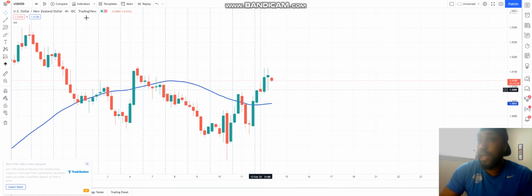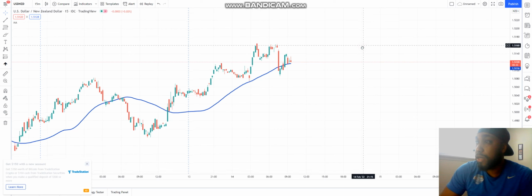USD NZD. And let's go down to a 1 hour time frame, so we can get a better view. 1 hour, and even better, let's go down to a 15-minute time frame. 15-minute, I would recommend that for day trading, execution wise, not for your final analysis, but execution.